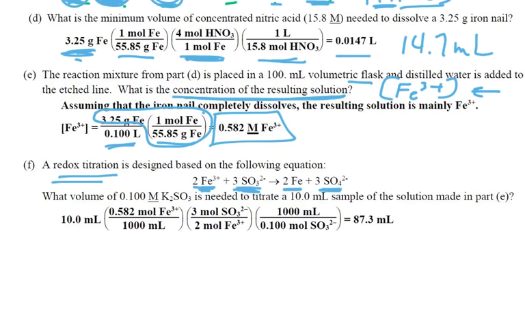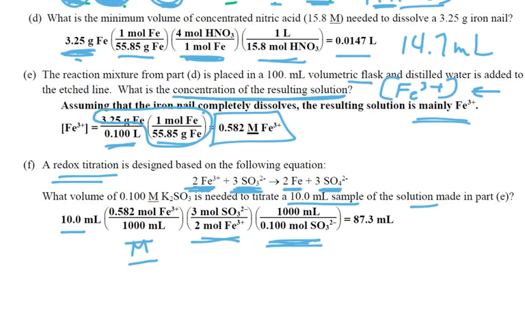We have a 10 milliliter sample of our iron solution made back here. You use the molarity as a conversion factor, 0.582 moles per liter, or per 1,000 milliliters. Then we use the ratio in the equation: for every 2 moles of iron, we need 3 moles of sulfite. And then the concentration of the sulfite is 0.1 molar, or per 1,000 milliliters.